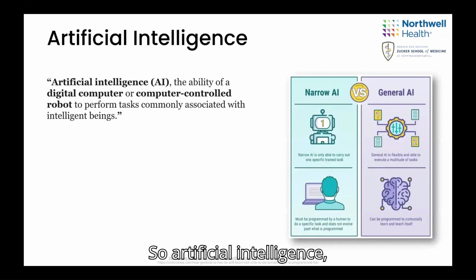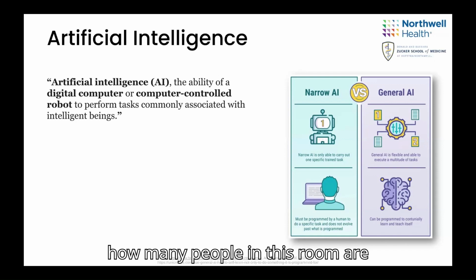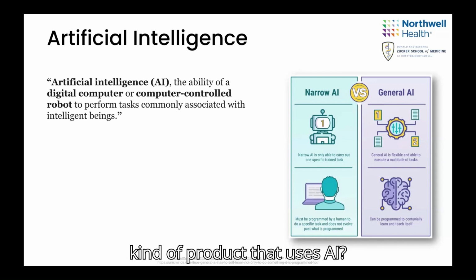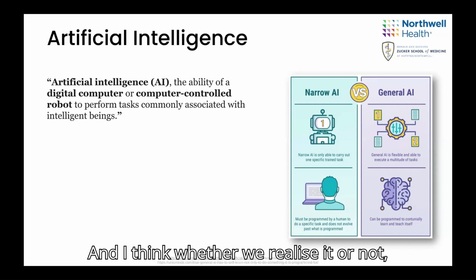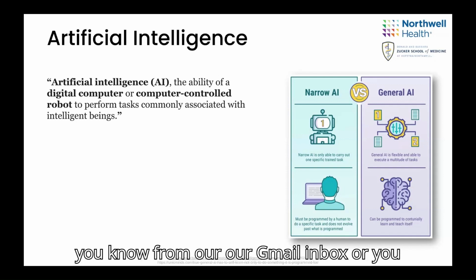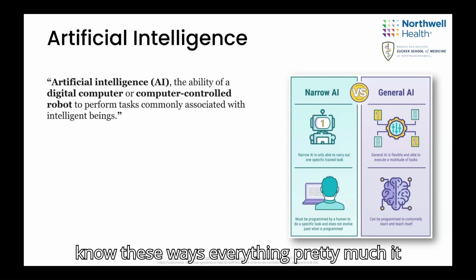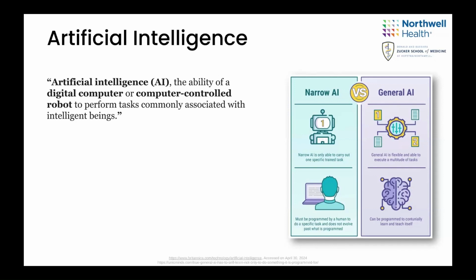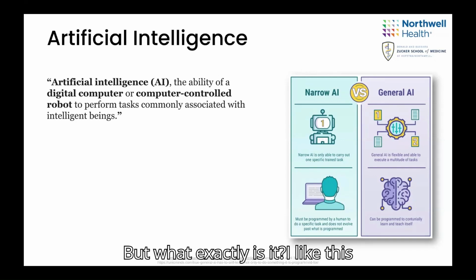So, artificial intelligence. How many people in this room are currently using on a daily basis some kind of product that uses AI, to their knowledge? I think whether we realize it or not, everything that we use is using AI, from our Gmail inbox to Waze. It permeates everything that we use, right? But what exactly is it?